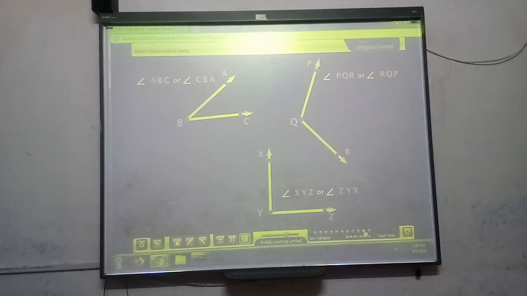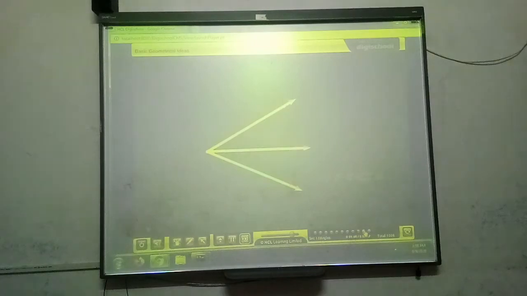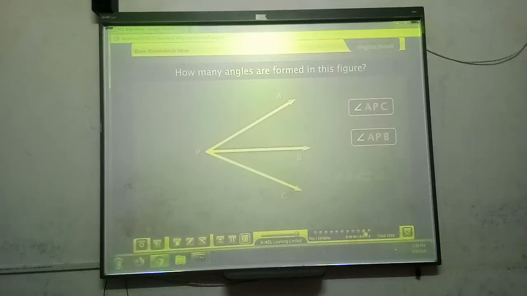The vertex is always read as the middle letter. An angle can also be denoted by its vertex. These can be called angle B, angle Q, and angle Y respectively. Now, look at this figure. How many angles are formed here? There are 3 angles formed at the common vertex P. These angles are angle APC, angle APB, and angle BPC.